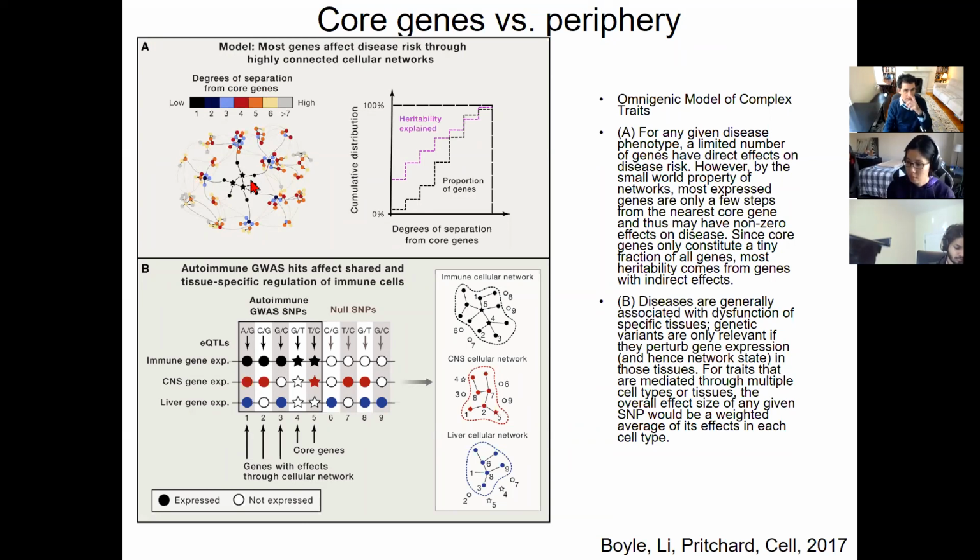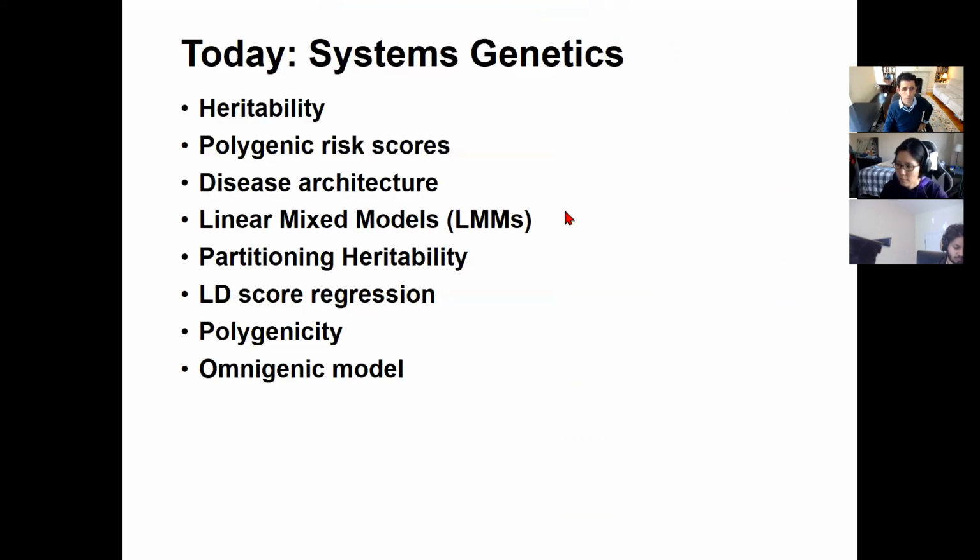And GWAS has done a very good job of capturing this core set of genes very early on. But as you go further and further from those, larger and larger GWAS studies are in fact showing that there is non-random, enriched heritability continuing to cluster well outside this core network. So that's the current view of systems genetics at the systems level, or at the genome-wide level.